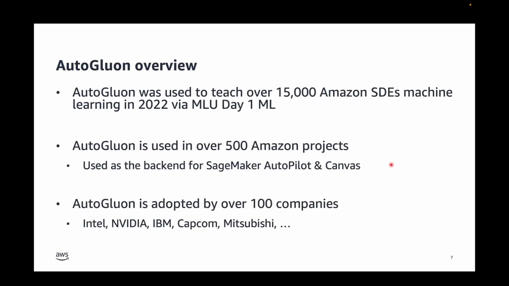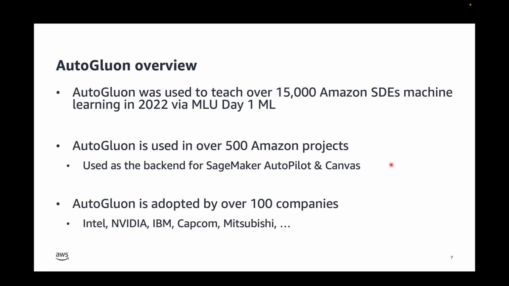It's actively used inside of Amazon. There is a course called Machine Learning University, where every software engineer that joins Amazon takes it, and every year 15,000 people take this course, and there they learn how to use AutoGluon, and they also deploy it in many systems within Amazon.